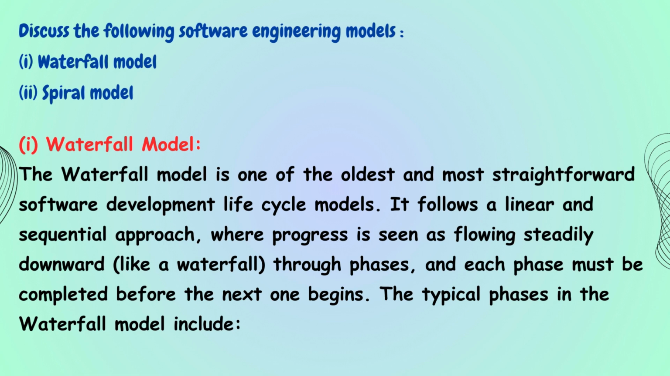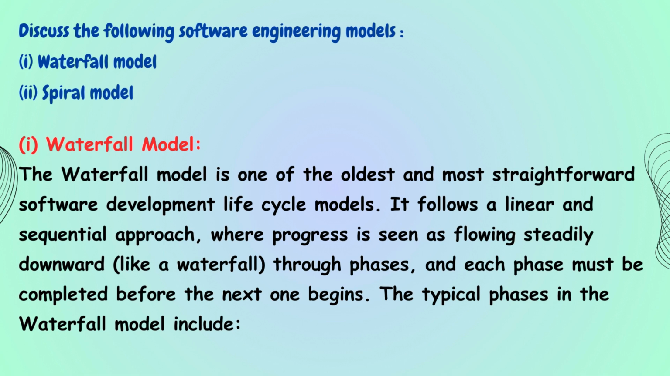Discuss the following software engineering models. 1. Waterfall model. 2. Spiral model. 1. Waterfall model. The waterfall model is one of the oldest and most straightforward software development lifecycle models. It follows a linear and sequential approach, where progress is seen as flowing steadily downward, like a waterfall, through phases, and each phase must be completed before the next one begins.